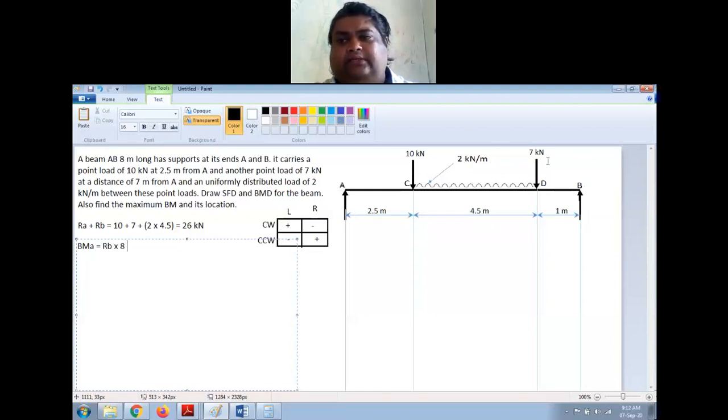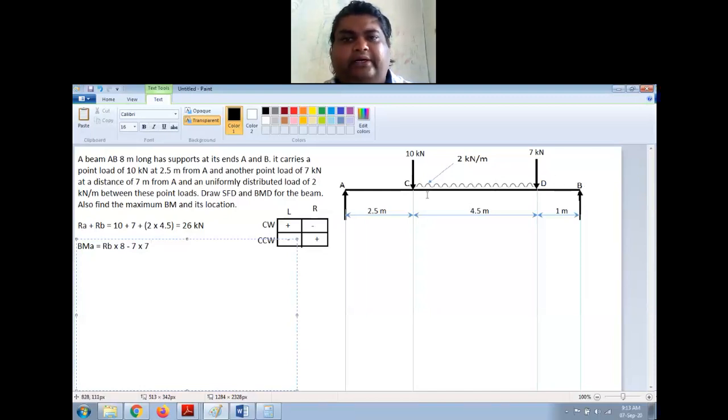Fine. Next, at D, I have a point load 7 kilonewton, which is downwards. All these three are downwards. So same kind of sign, whatever I'm going to get now, will be applicable. So this is making a clockwise moment about A. So on the right side, clockwise is negative, right? So I will say minus 7. The distance between D and A is also 7 meters. So 7 into 7.